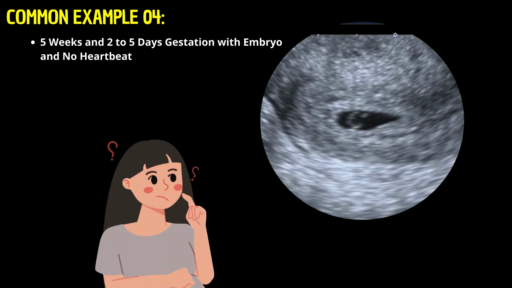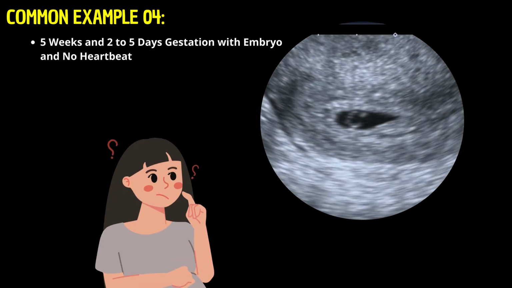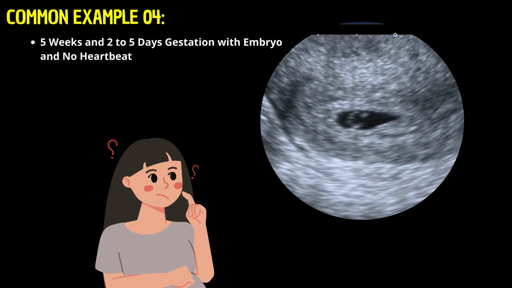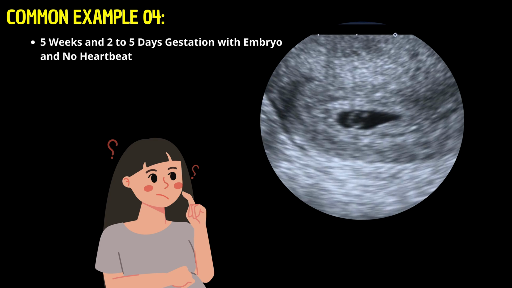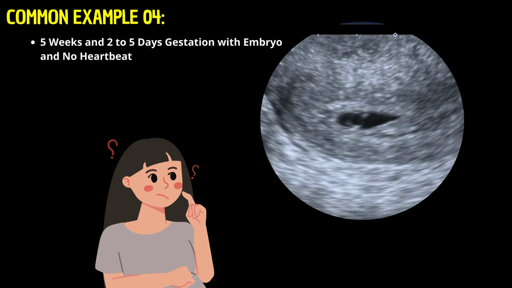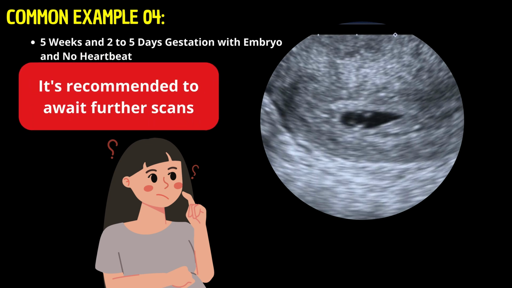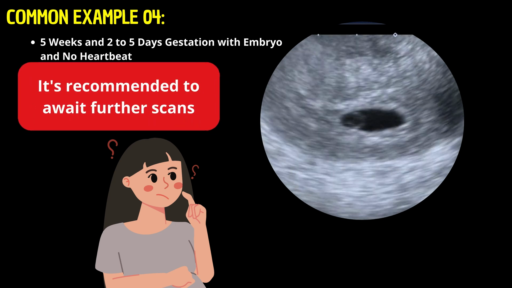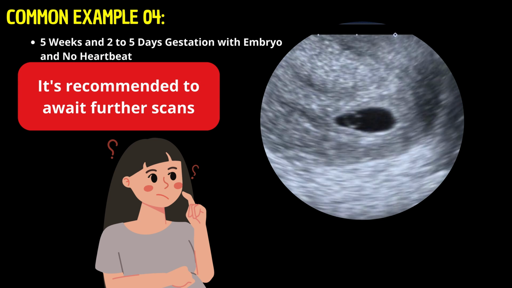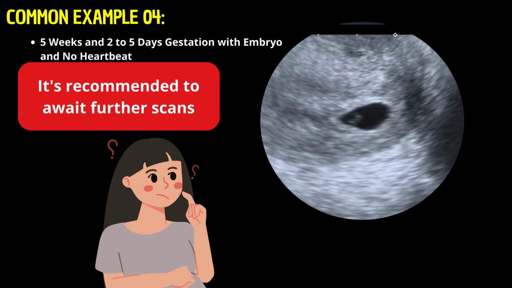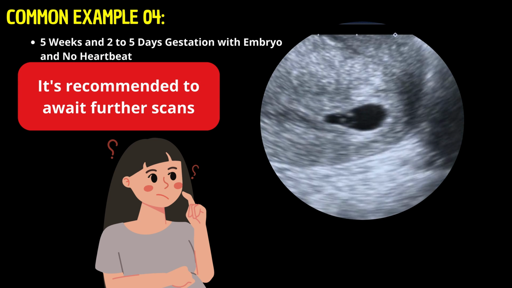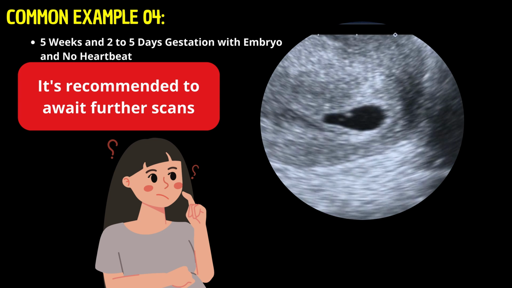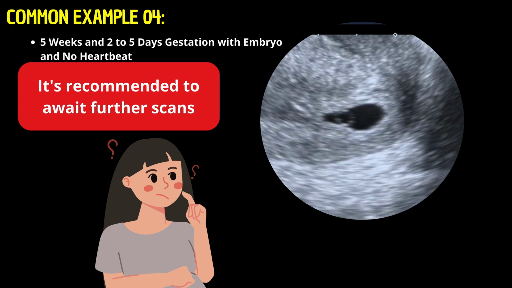Fourth common example. 5 weeks and 2 to 5 days gestation with embryo and no heartbeat. Detecting a heartbeat at this stage can be challenging due to the early development. It's recommended to await further scans, as the ability to detect it may depend on the ultrasound technician's proficiency, the equipment used, and other factors affecting visibility during this early stage of pregnancy.